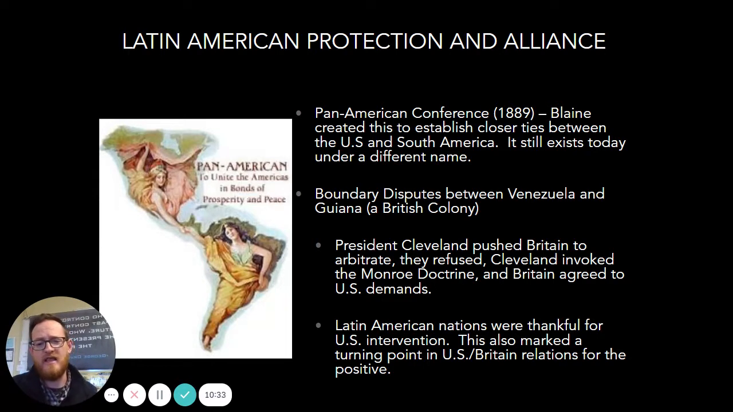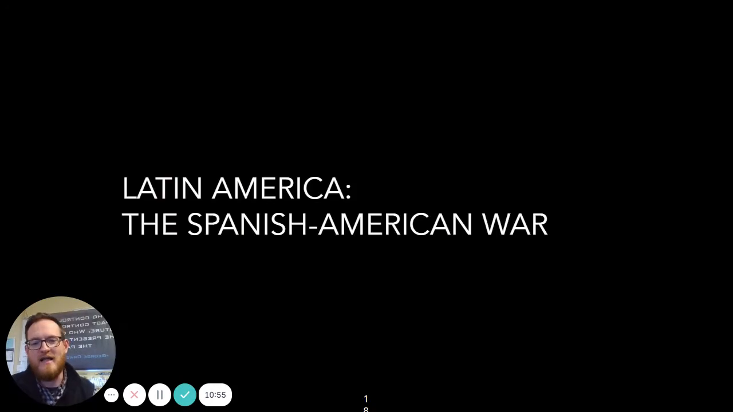And actually, this conflict between Venezuela and Guyana would lead to a turning point in U.S.-Britain relations for the positive. Historians believe that after this, the relationship between the United States and Great Britain grew a whole lot stronger, whereas before it hadn't really been strained, but it wasn't a very strong relationship. And now after this, we would view each other as very strong allies.